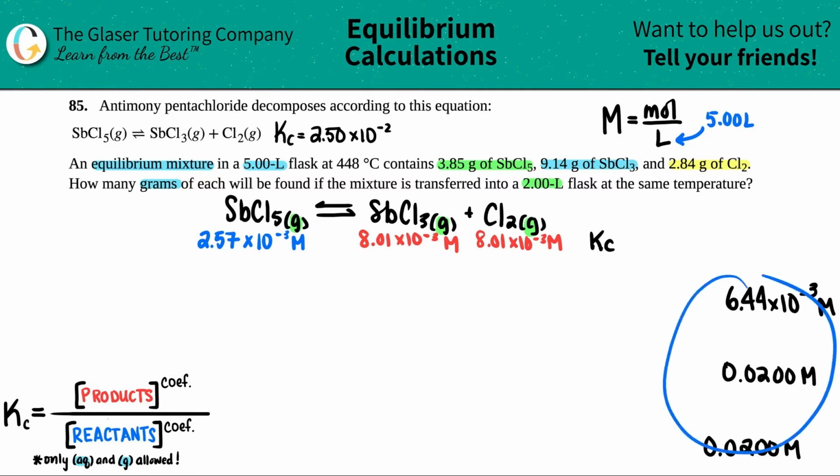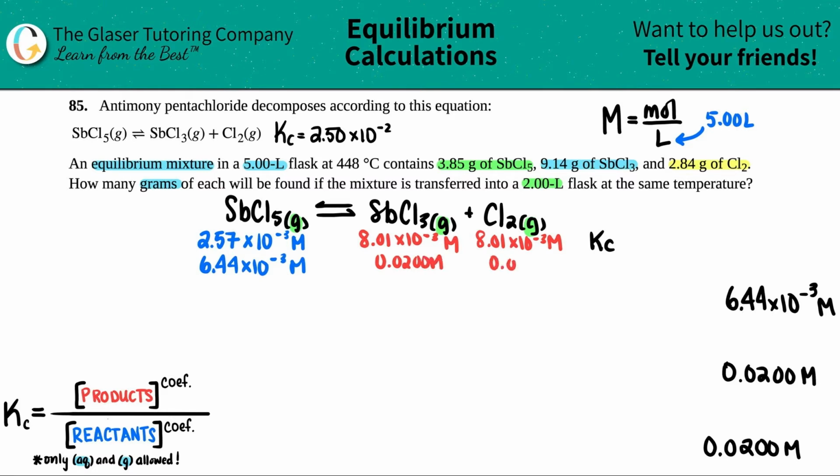These are our new values, and I did them in order. So this was the SbCl5. Now our new molarity is 6.44 times 10 to the negative 3. And then these two are the same, 0.0200 molarity and 0.0200 molarity.